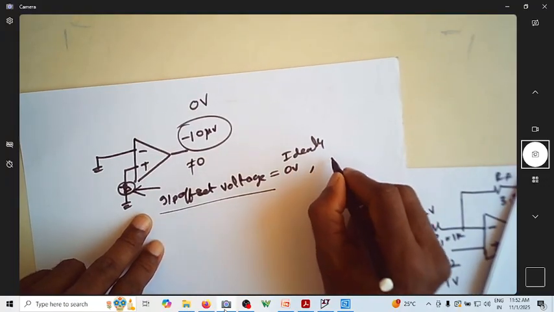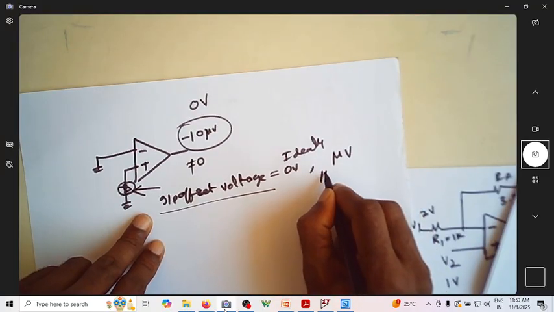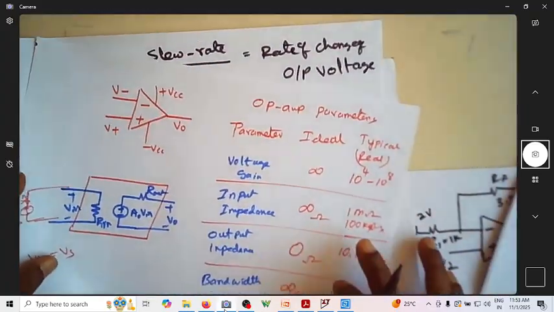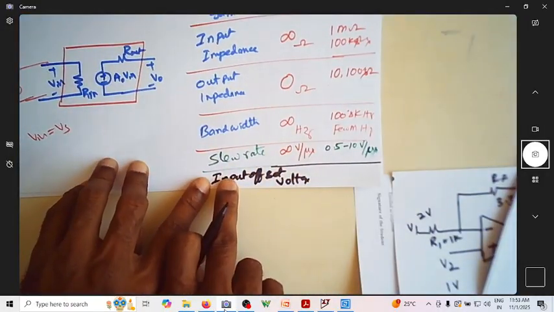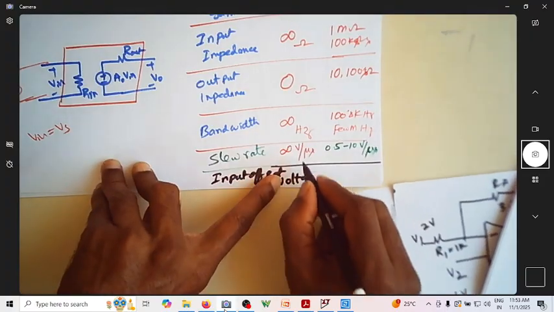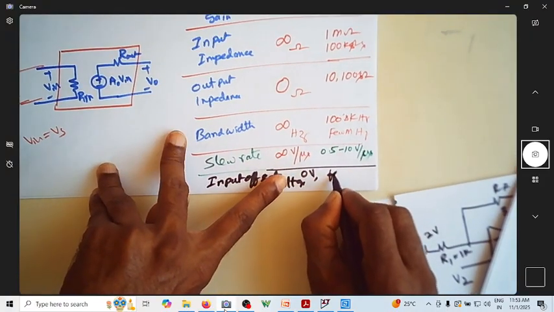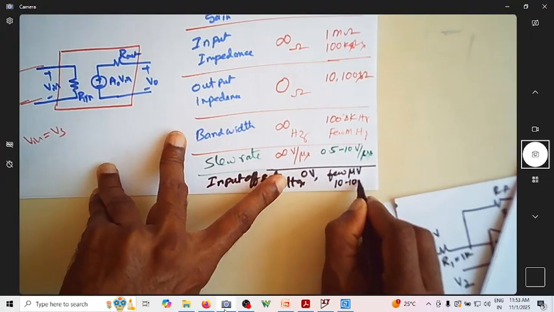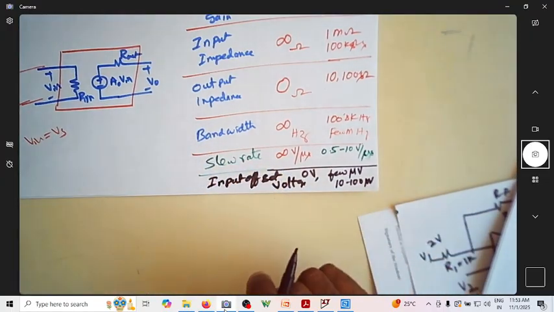Typically it is a few microvolts, maybe tens of microvolts. So we had this one more parameter which was not covered. Input offset voltage should ideally be 0 volt, but typically a few microvolts, maybe 10 to 100 microvolt. You can see it is micro, a very, very small voltage.